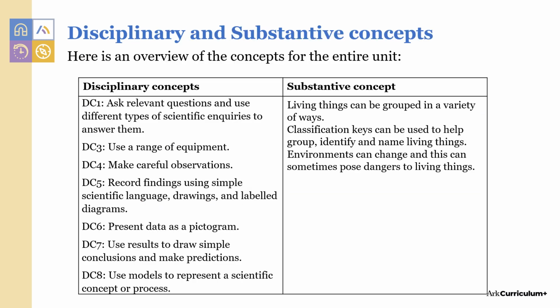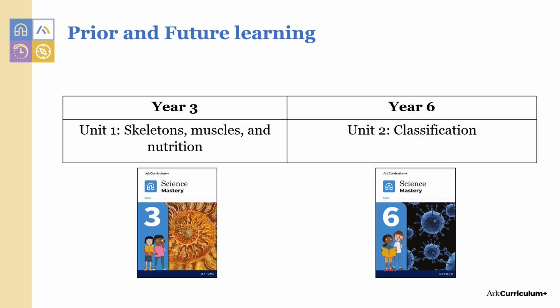Here is an overview of the disciplinary and substantive concepts for this unit, and they can be found in the progression document as well as the unit planning guidance. Alternatively, you can pause the video now to read through them. Here are the main links to this unit's prior and future learning. You can find the full information of the linking facts at the start of the unit planning guidance.